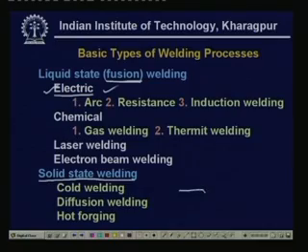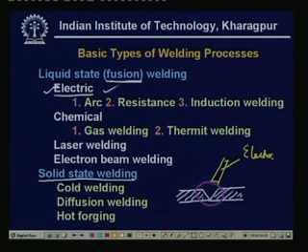Here, suppose we want to join two metals. Here two metals are to be joined. This part has to be melted first. How is this done? We use an arc. We bring an electrode, and we momentarily touch the electrode to the workpiece and then take it away.